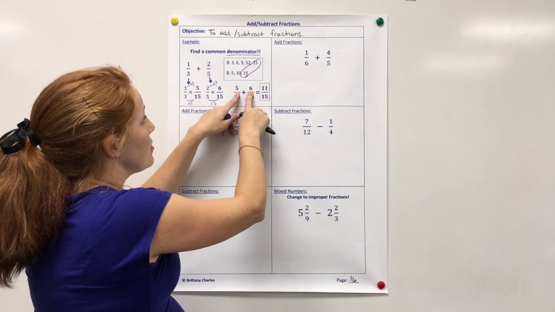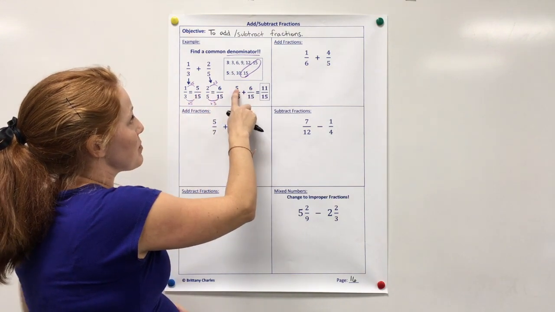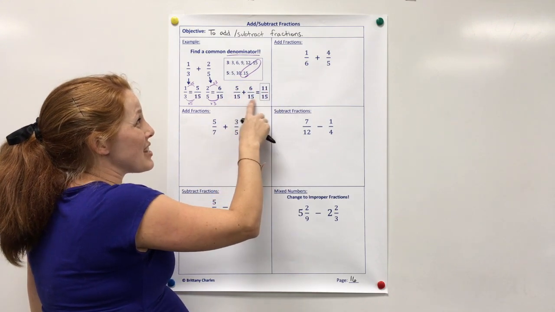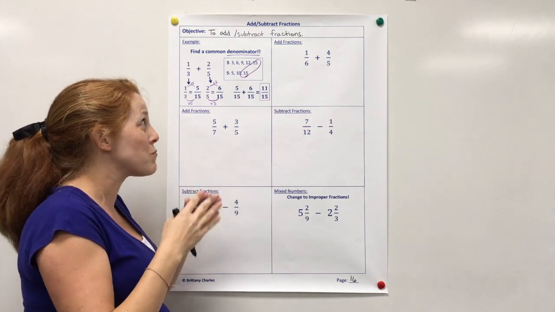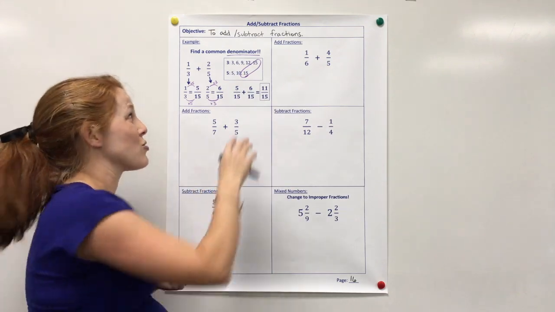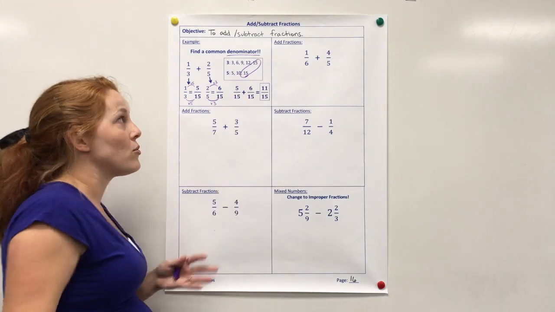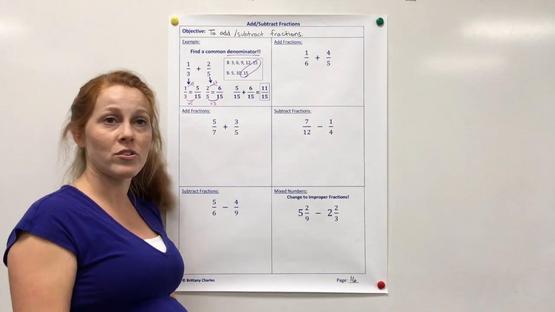So 5/15 plus 6/15, I'm going to add the numerators. 5 plus 6 is 11. And the denominator stays the same. The size of piece that it's chopped into is not changing, so that's why you're not adding the denominator, okay? So let's actually try this with another example.